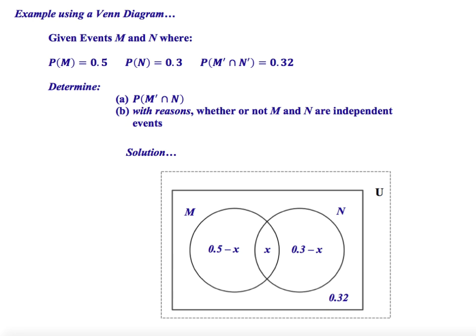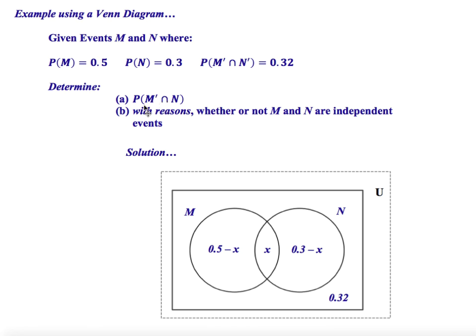So we're going to finish up with a kind of classic example that uses a Venn diagram. There's a similar example of this in your textbook. So let's give you the events M and N such that the probability of M is 0.5, the probability of N is 0.3, and we have this abstraction here: the probability of not M intersecting not N is 0.32.